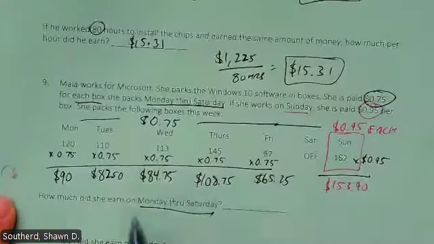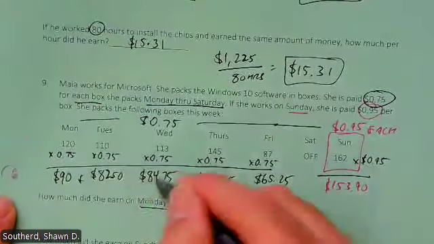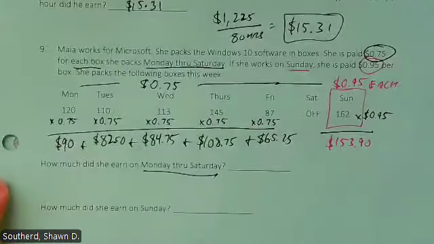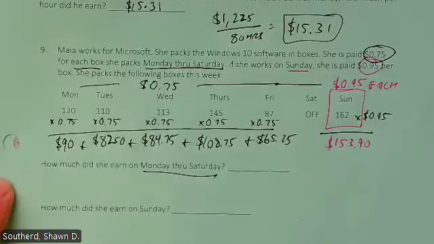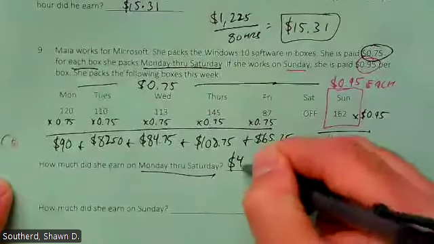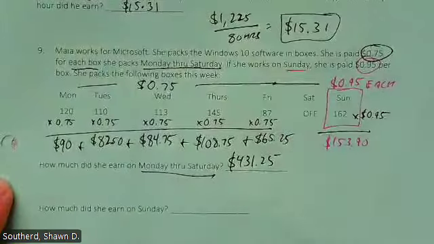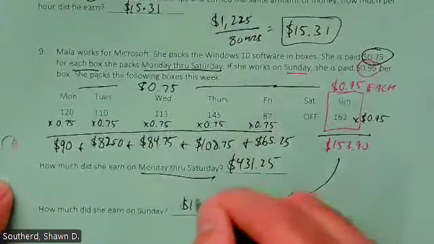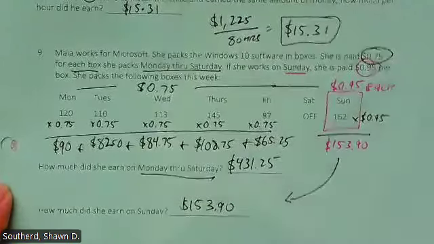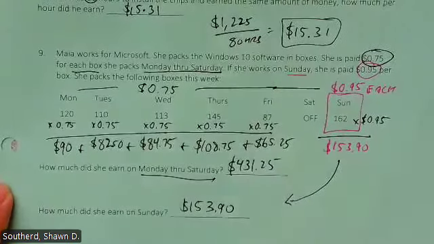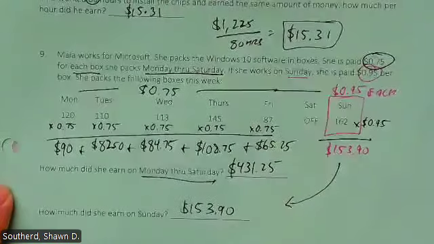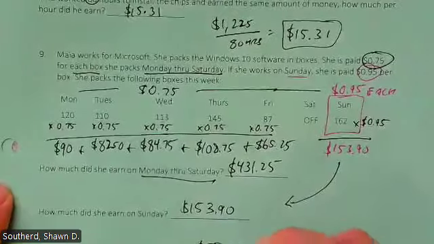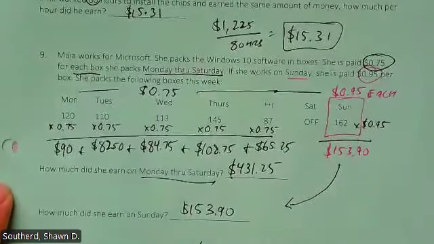Okay, so we got to that point. How much did she earn Monday through Saturday? I'm going to add all of these up, obviously, and when you do that, you're going to get $431.25. And then for Sunday, we just saw the math there. That's going to come straight down. She got $153.90. So this is the total here. We're going to take the two numbers, add them up, and you will get $585.15. So that's pretty awesome, right?